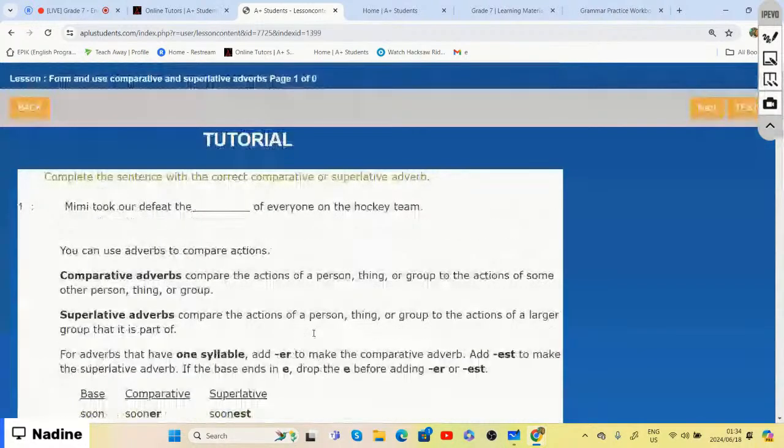All right, so here they say we need to complete the sentence with the correct comparative or superlative adverb. It says Mimi took our defeat. Do we say it is the harder of everyone on the hockey team or the hardest of everyone on the hockey team? The harder or the hardest?